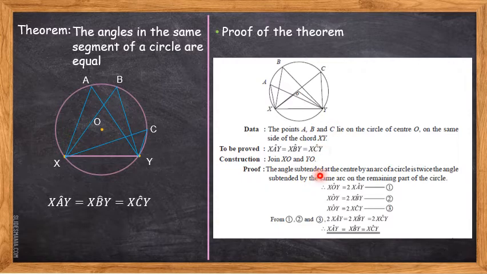Right. Now in the previous part we have learned that there is a theorem regarding angles subtended by the same segment on the center and on the remaining part of the circle. We will be using that here.